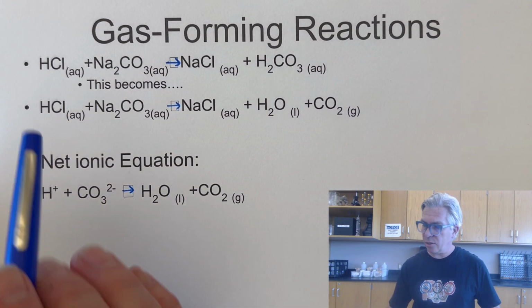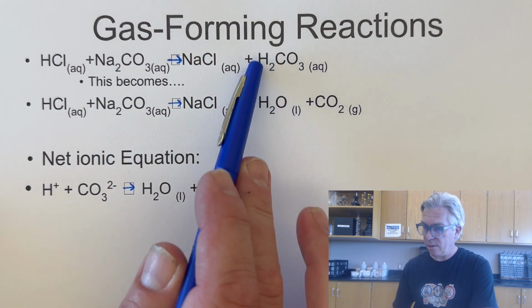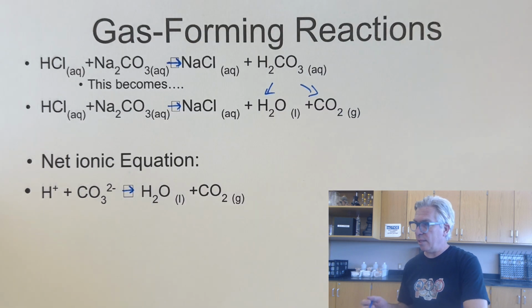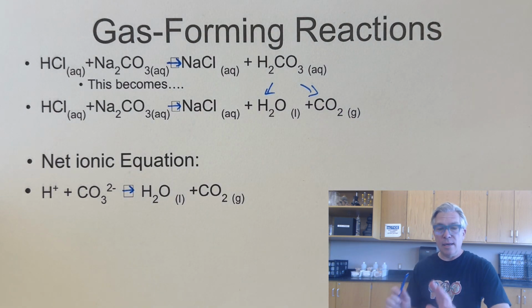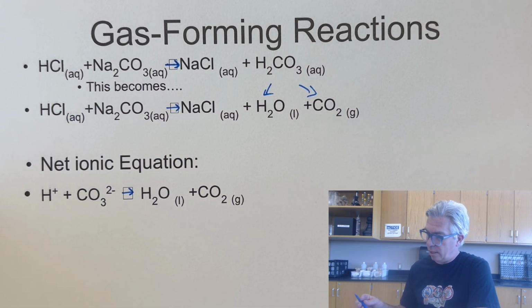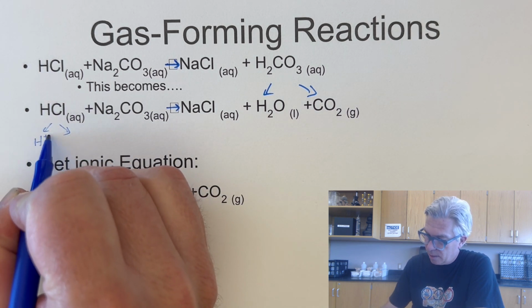Here we have hydrochloric acid becoming sodium carbonate, sodium chloride, and here's our carbonic acid, which will immediately break down into those two things. Okay, now I could take the time to split these apart into their ions, and why don't we do it for this one? We'll skip it for the next one.